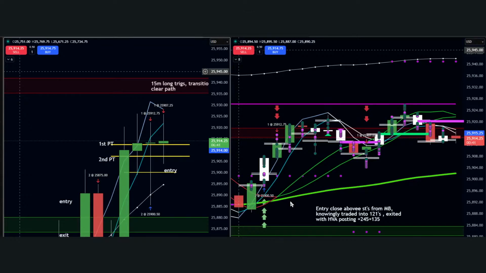15-minute long triggers, transition, clear path. There's a pullback to a midband. There's a close above. And there's profits. Very nicely done, Paul. And then when it doesn't go because it's in transition, you don't give it back. Great job. Awesome, awesome trade. You had the direction, you had room, but because it was transition, you knew that if this area didn't just arbitrarily go, it may not. Great, great management. Nicely done.